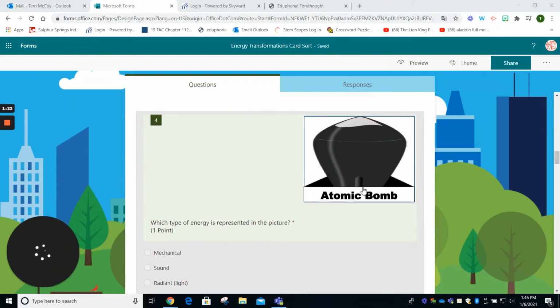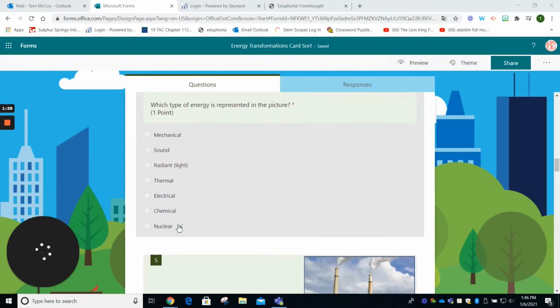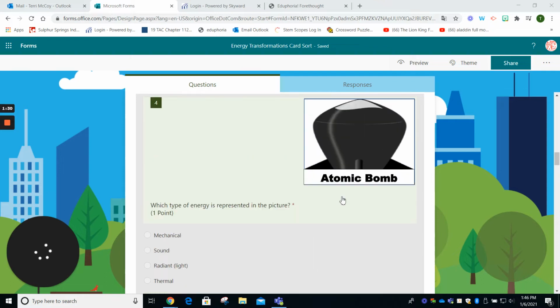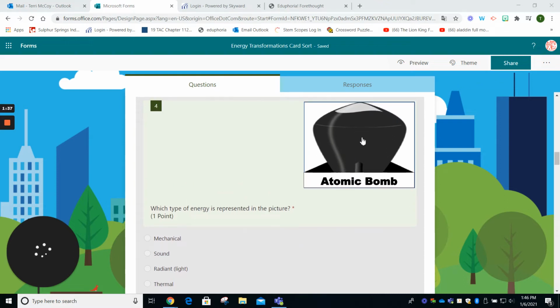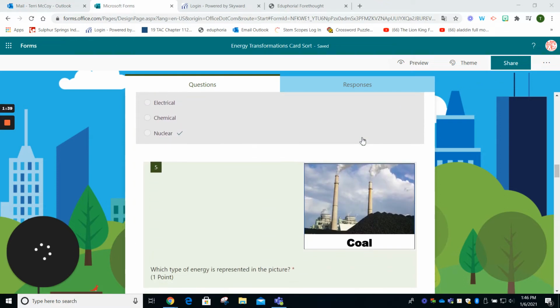Number 4 says an atomic bomb. What type of energy is represented in this picture? Nuclear energy is what is represented right here in this atomic bomb. So it isn't blowing up. Doesn't have any fire coming out of it. So right there, we've got nuclear energy.